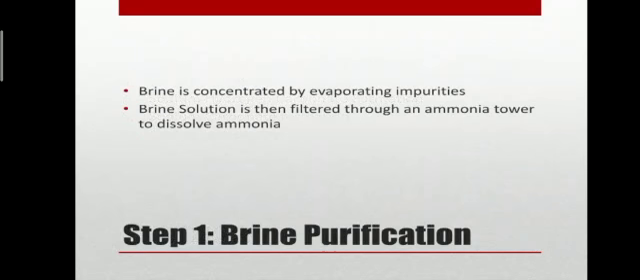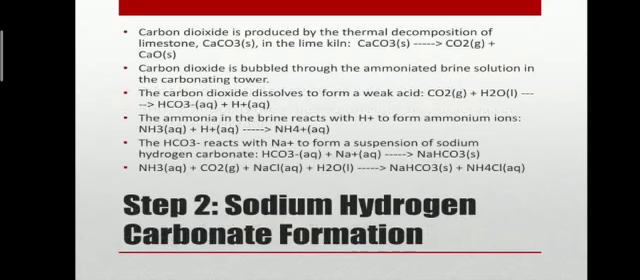First, the saturated solution of brine is prepared. The brine is concentrated by evaporating impurities. Brine solution is then passed through an ammonia tower to dissolve ammonia. Carbon dioxide is produced by the thermal decomposition of limestone, as we have already studied. Then calcium carbonate forms carbon dioxide and calcium oxide. This calcium oxide then converts to calcium hydroxide by reaction with water.